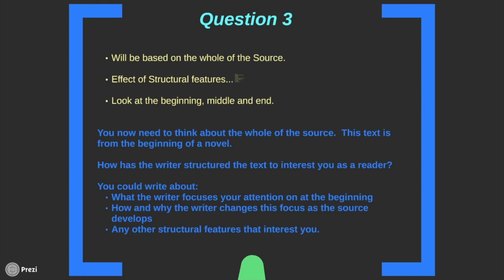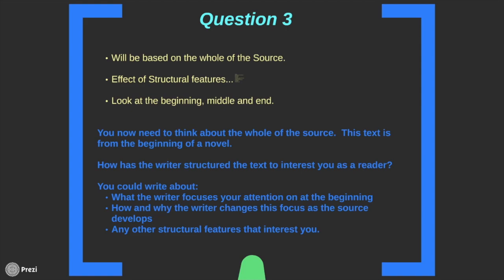You could write about what the writer focuses your attention on at the beginning, how and why the writer changes this focus as the source develops, and any other structural features that interest you. It says you could write, but in my mind I would change that word from could to should. What they're asking you to do is look at the very beginning to see what's going on, and see how that structure has changed throughout the source and why the writer has done that.